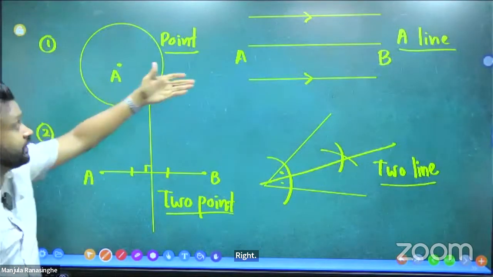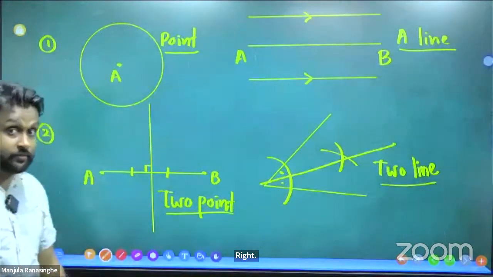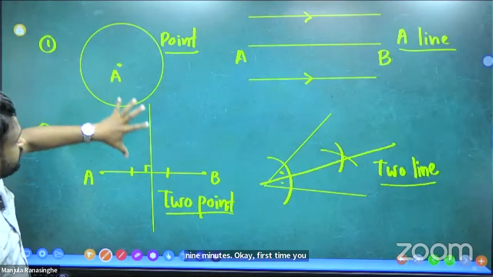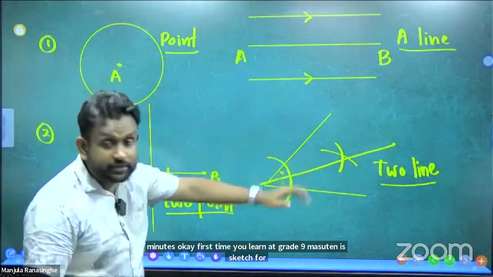This is learned at grade 9 maths. Okay, first time you learn at grade 9 maths. You can sketch per circle, perpendicular bisector, parallel line and angle bisector.